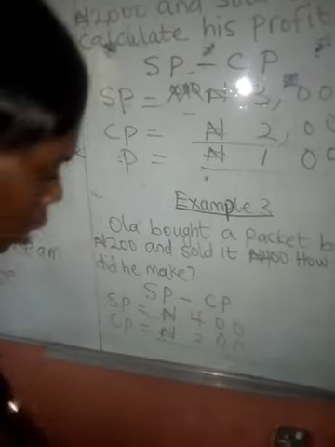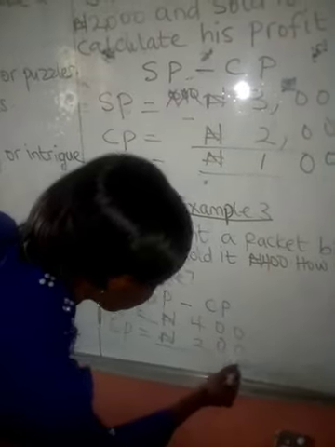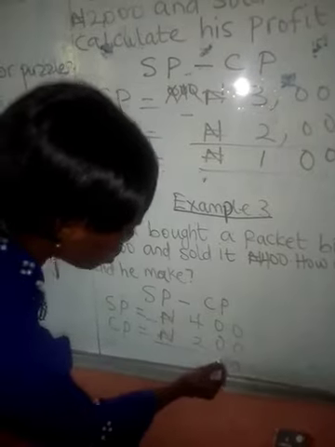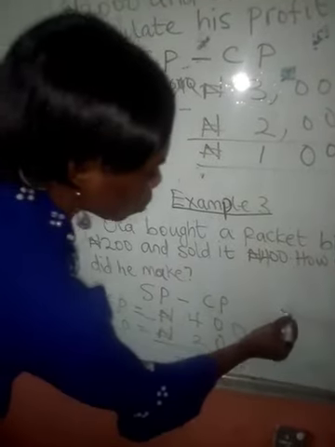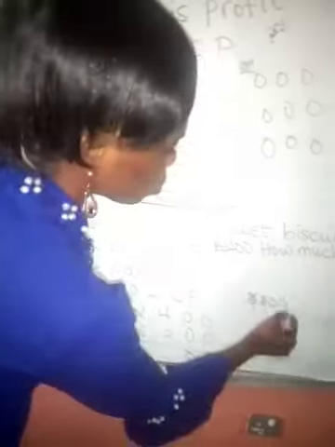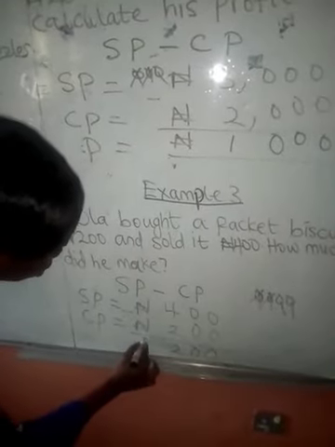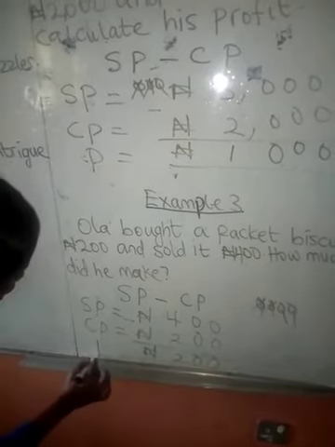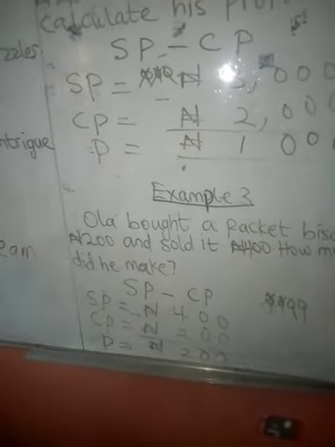Okay, 0 take away 0 is 0. 0 take away 0 is 0. 4 take away 2, the remaining is 2. So our answer is 200 naira. So the profit made there is 200 naira. Okay, so this is all we are going to look at today.